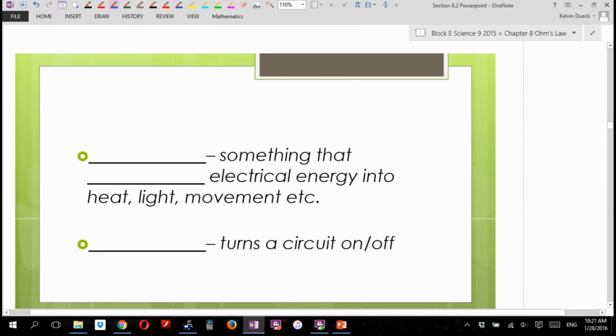What else does every circuit need? Needs a load. The light bulb, the iPod, the TV. This is what makes sure, Mason, that you don't have a short circuit. A short circuit is a circuit with no load, which means where's all the energy going to go, Mason? Into heating up the wires. We don't want to heat up the wires, okay? So something that transforms electrical energy into, the easiest one is heat.